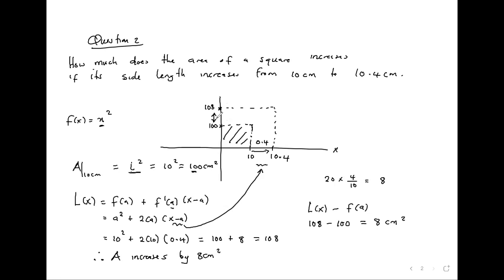Then now you calculate this change in between here. This is not the approximate increase. What could be the actual increase? Instead of using 10, you have increased, so you can use 10.4. So you say L squared is the same thing as 10.4 squared. When you calculate, you get 108.16 centimeters squared.